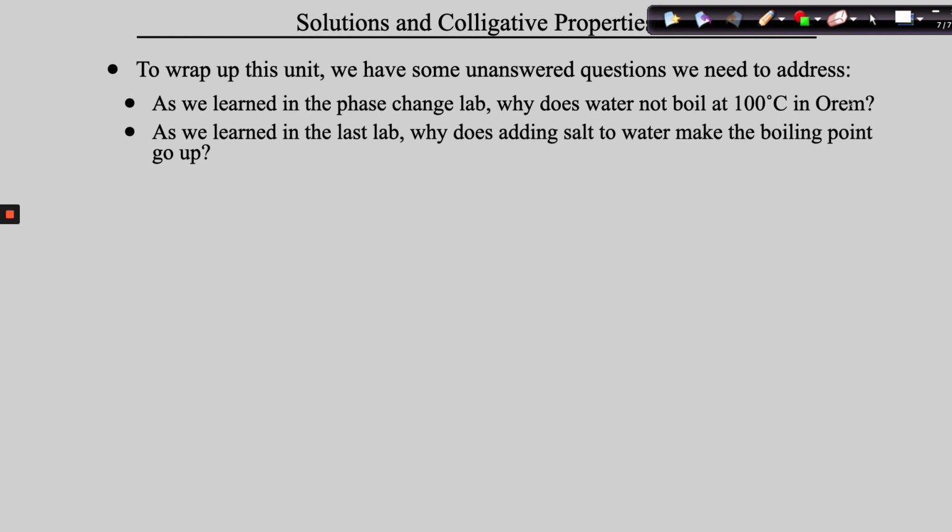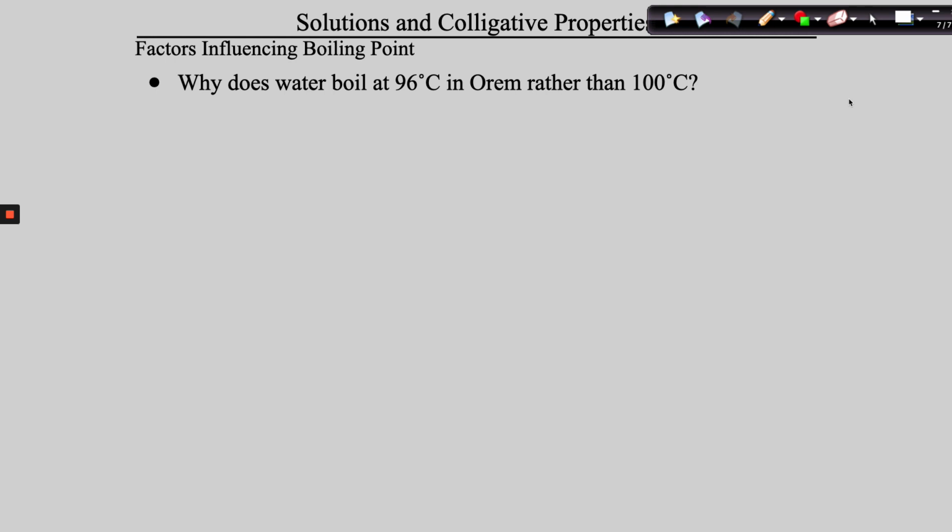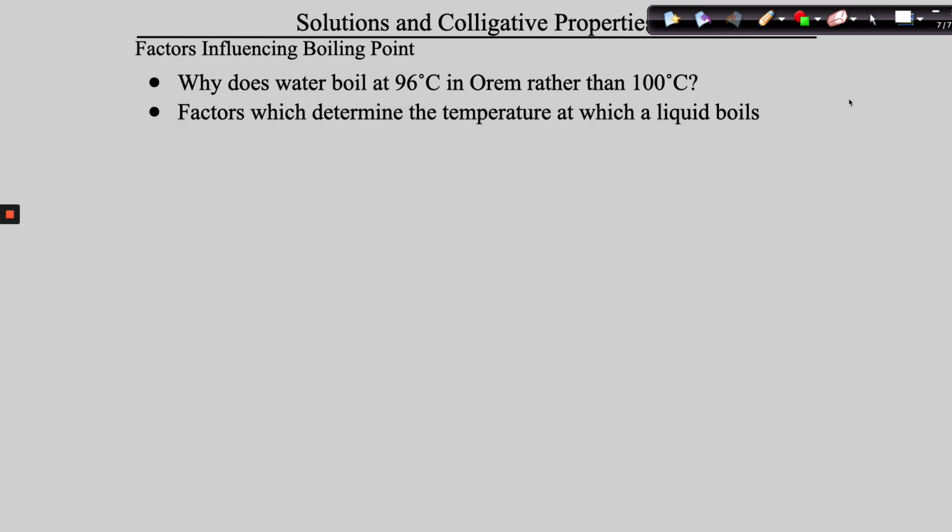So, question number one is this: why does water boil at 96 rather than 100? Whether you write down the question or not is up to you, but this is worth writing down. In order to answer this question, and you're going to see this on the test, what are the factors that determine the temperature at which a liquid boils?